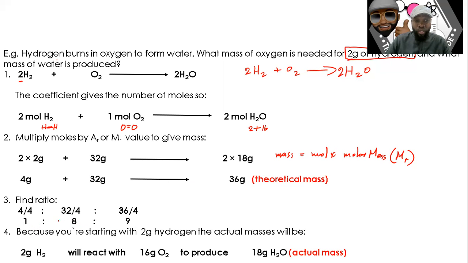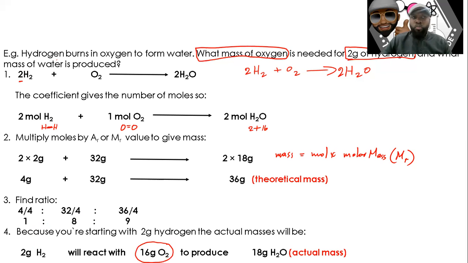8 times that amount, because the ratio is 1 to 8. So when I've got 2 grams of hydrogen, the amount of oxygen that is needed to react with that 2 grams of hydrogen would be 2 times 8. Yes, because my oxygen is always going to be 8 times whatever my hydrogen is. So when my hydrogen is 1, my oxygen is 8. When my hydrogen is 2, my oxygen will be 16. So that's why I've got 16 grams there of oxygen molecule.